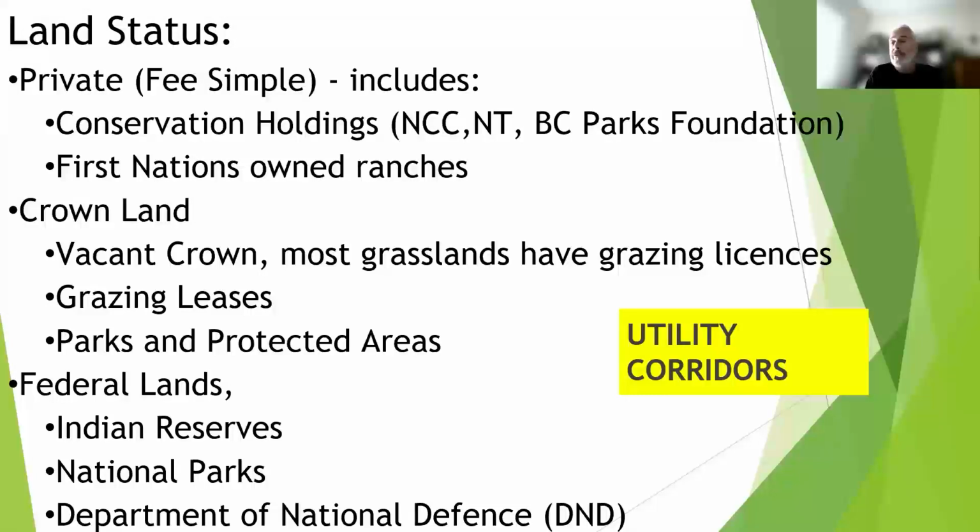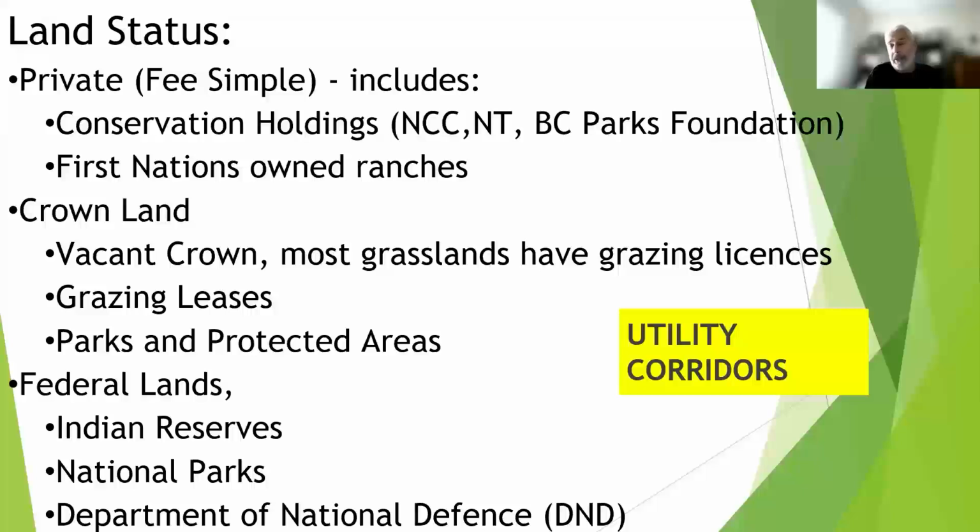On the Crown land side, of course, we've got vacant Crown land, and almost all the grasslands in BC have grazing licenses on them, or a good majority. And so there, it's up to the Ministry of Forests and their programs to manage plants. And grazing leases are a smaller portion, but they're very important around the Kamloops area. As a matter of fact, I get to go out and look at one tomorrow. And then there's parks and protected areas, which have very limited budgets for invasive plant control, but invasive plants are an important impact on biodiversity and the other things we value on native grasslands and parks.